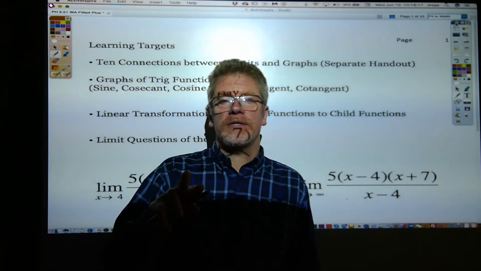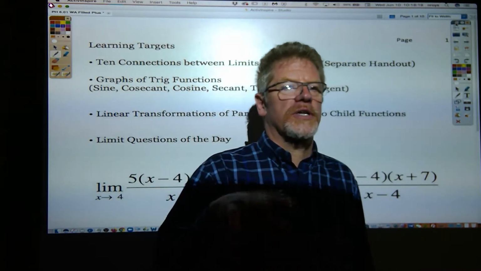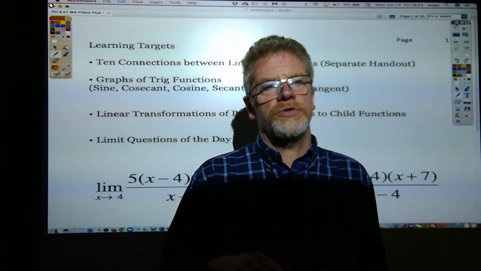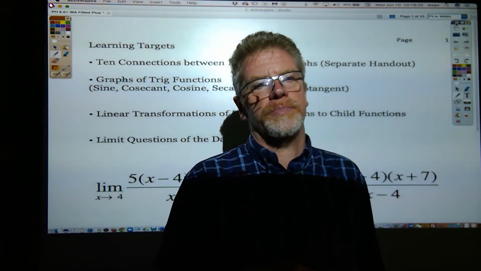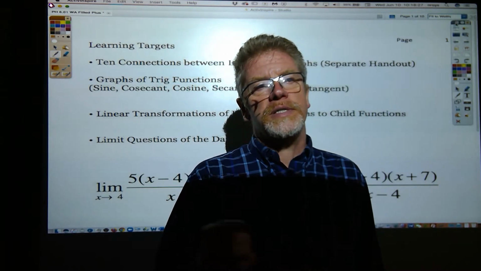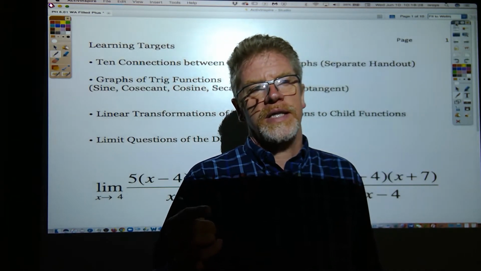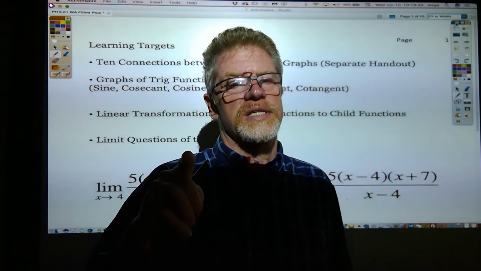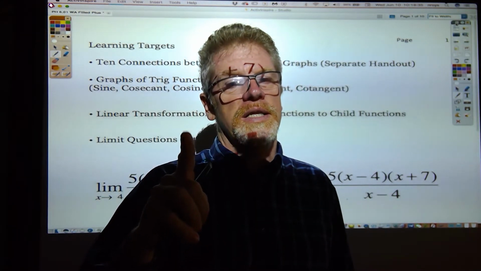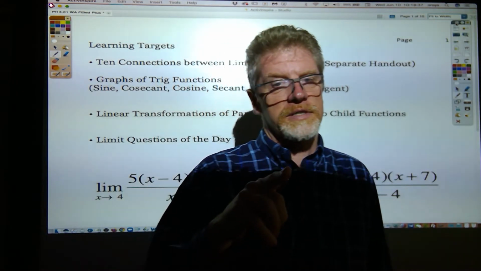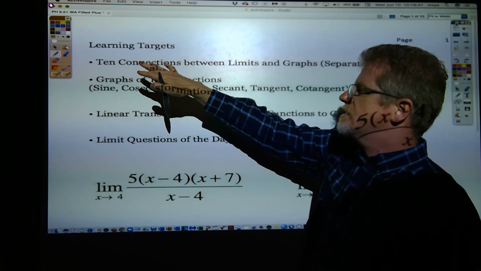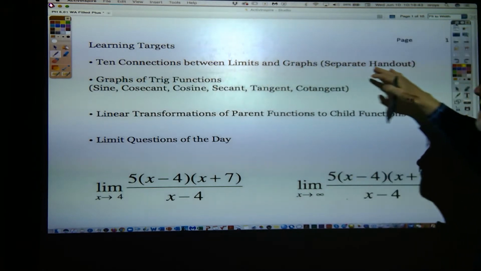There's actually two handouts you need for this. You need to go to Unit 6, go to the blank lesson for 6.01, but also open the blank lesson that says 10 connections, and those are 10 connections between limits and graphs. In fact, that's our first objective: 10 connections between limits and graphs.